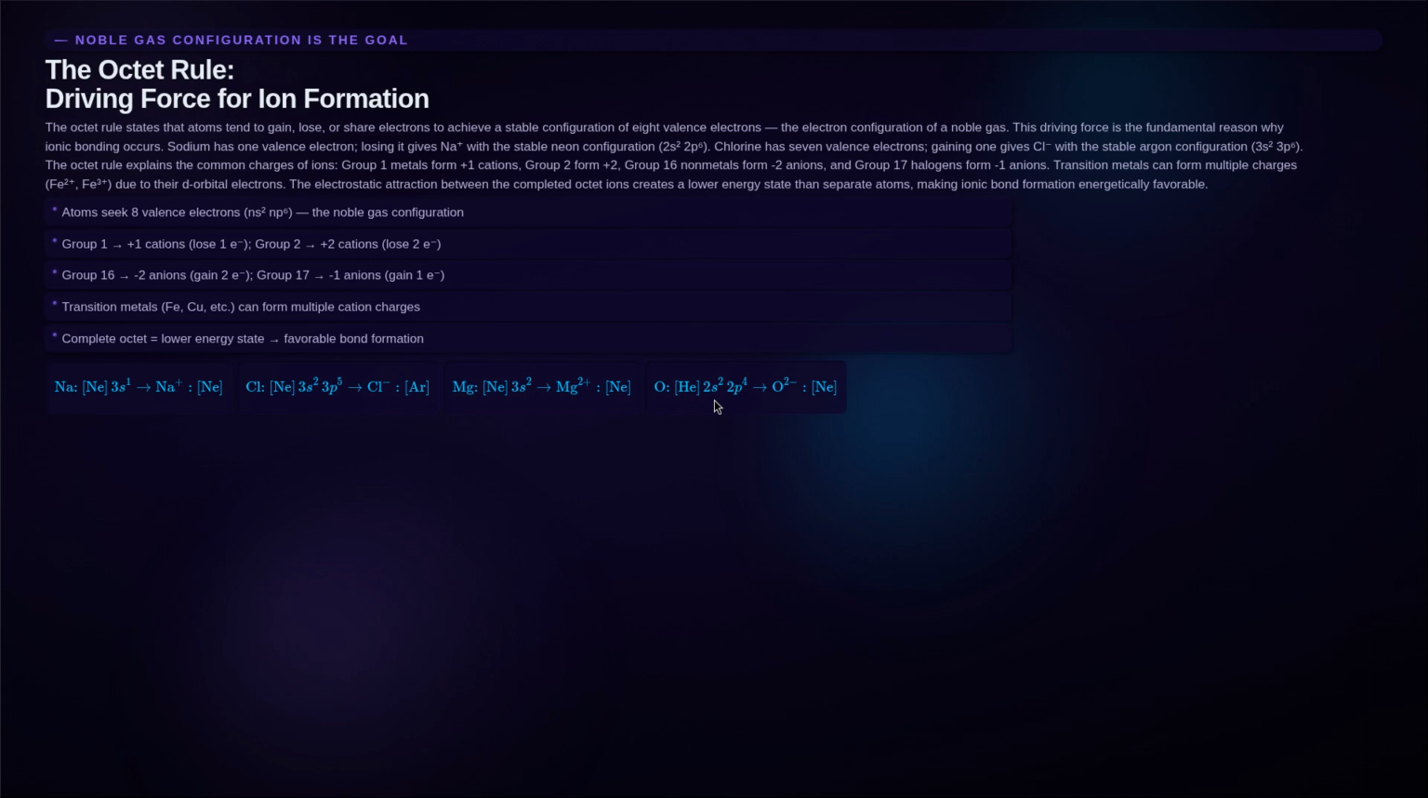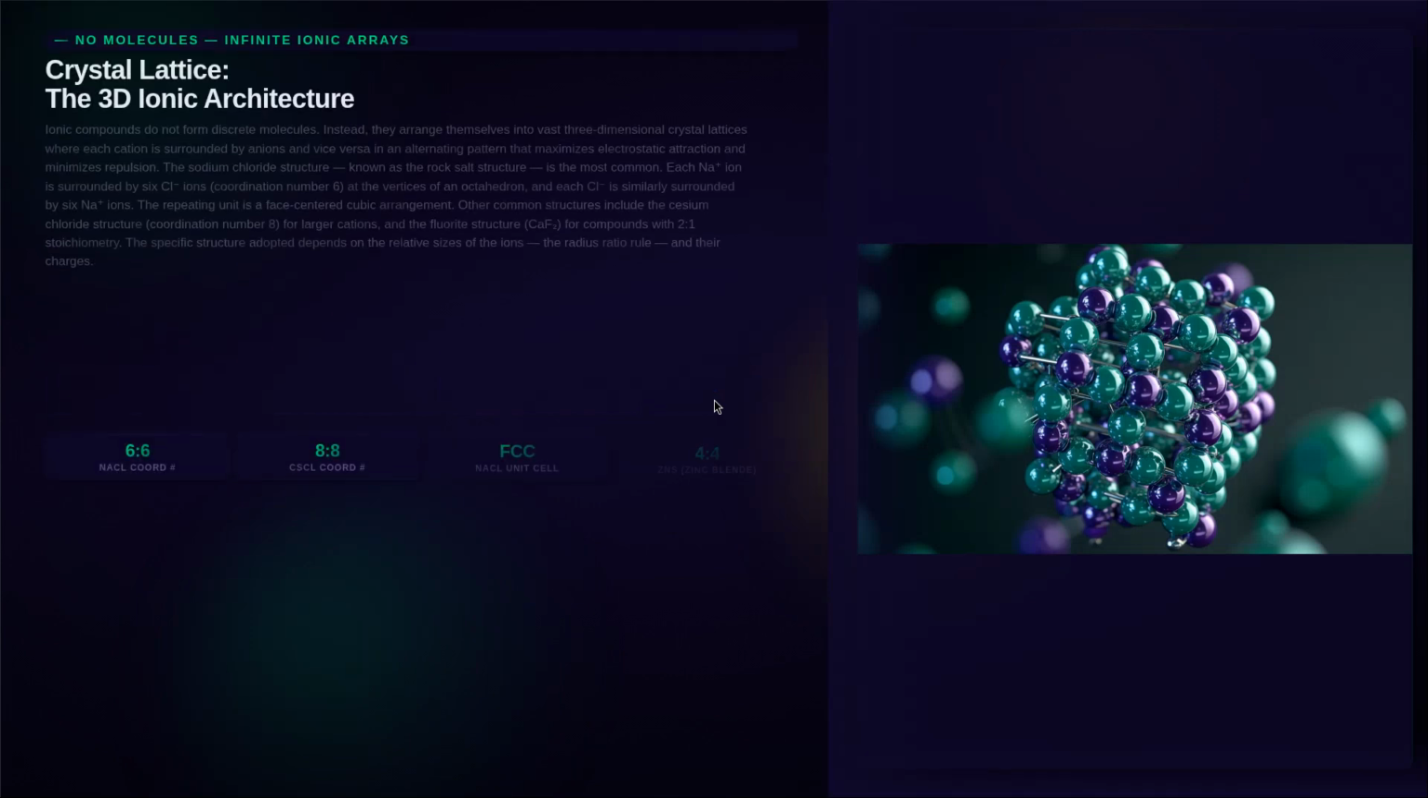This rule explains common ion charges. Group 1 metals form +1 cations. Group 2 form +2. Group 16 nonmetals form -2 anions, and Group 17 halogens form -1 anions. Transition metals can form multiple charges like iron 2+ and iron 3+ due to their d orbital electrons. The completed octet creates a lower energy state that makes bond formation energetically favorable.